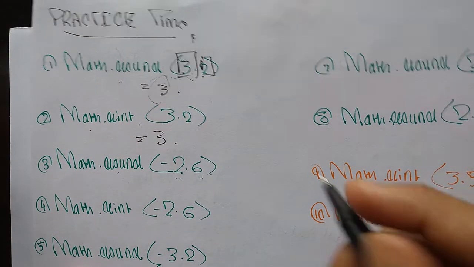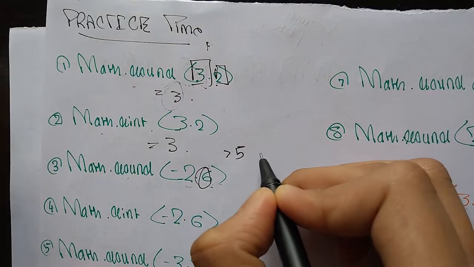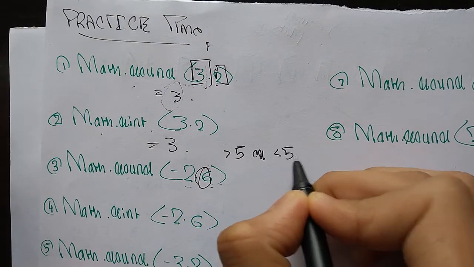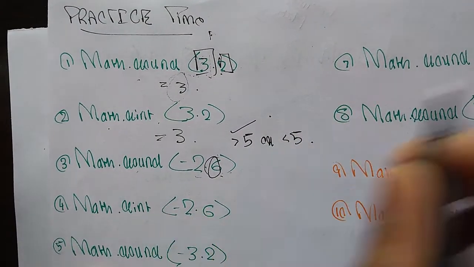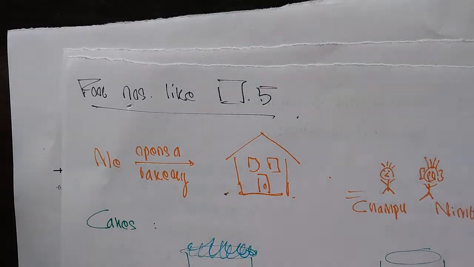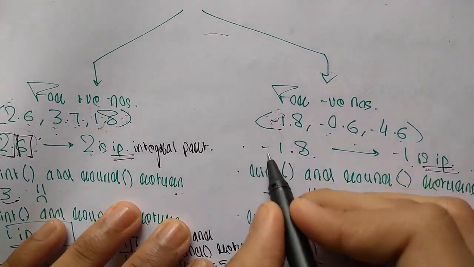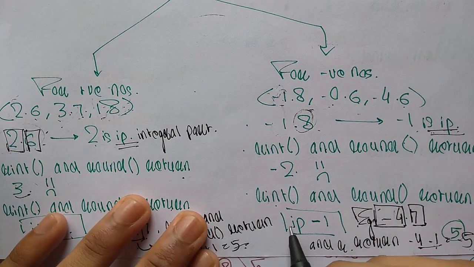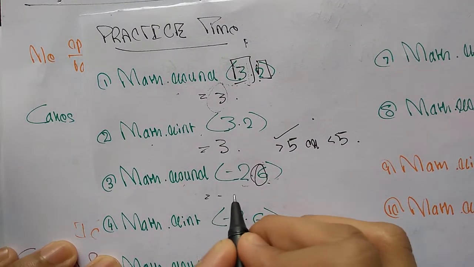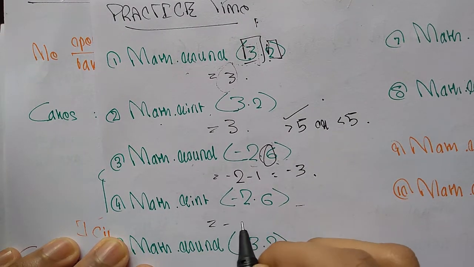First of all, let's identify what type of a number this is. Is the decimal part greater than 5 or is it less than 5? The decimal part is greater than 5. So now we apply this rule, that for negative numbers, when the decimal part is greater than 5, we do integral part minus 1. So that means I will do minus 2 minus 1, which is minus 3. And same goes for rint.